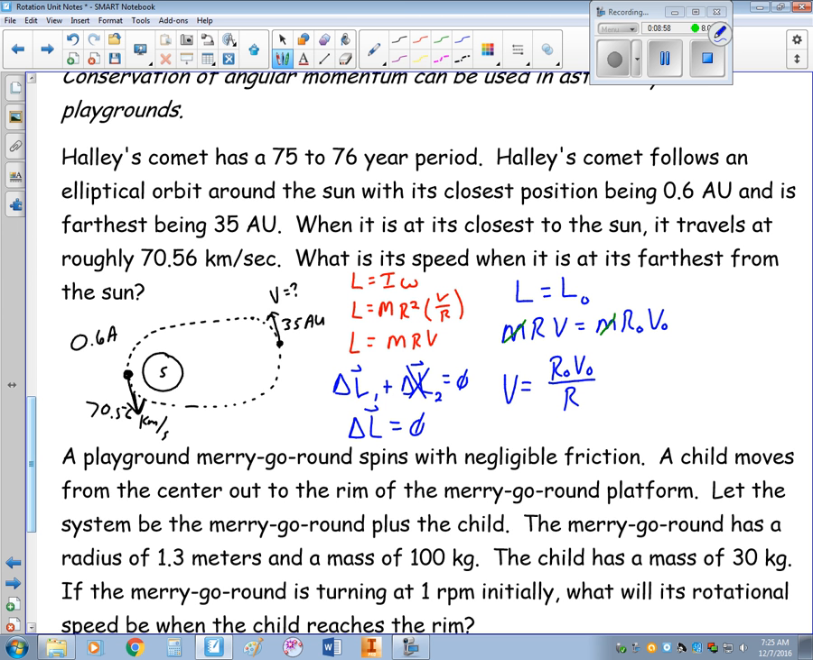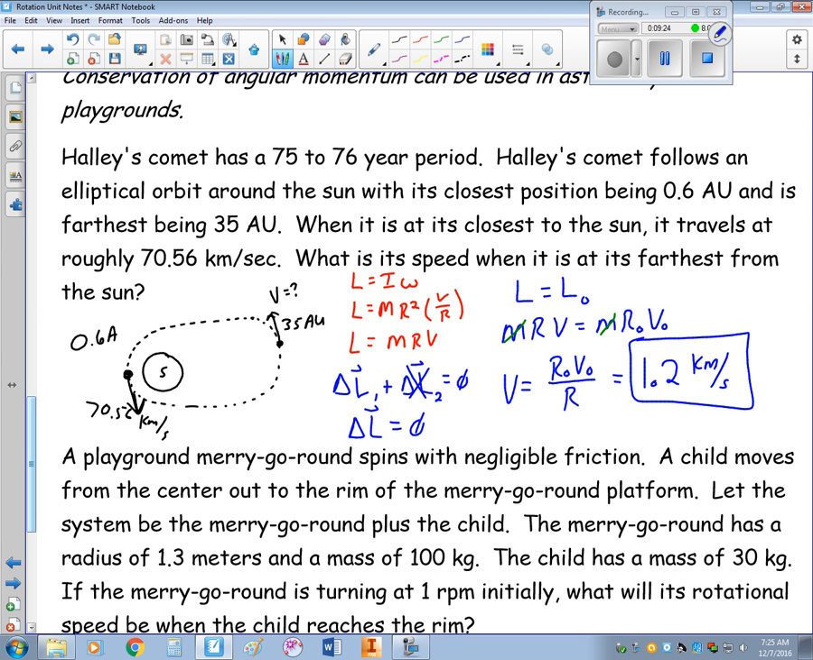So the initial radius is 0.6, the initial velocity is 70.56 kilometers per second. Divide that by 35, and what we get is it's right around 1.2 kilometers per second. So as you might imagine, it gets slower as it gets farther away, and then it speeds up as it gets closer. We can also use conservation of energy to help us explain that.